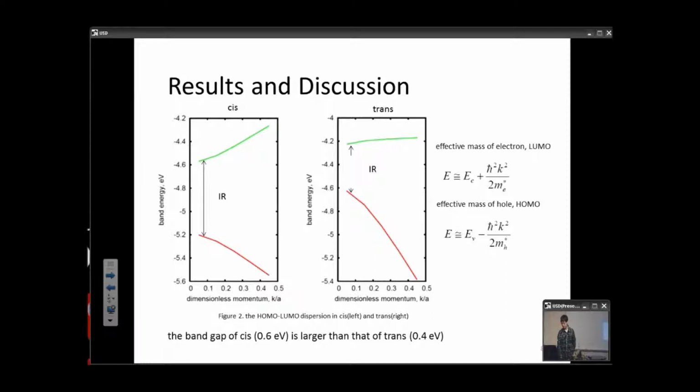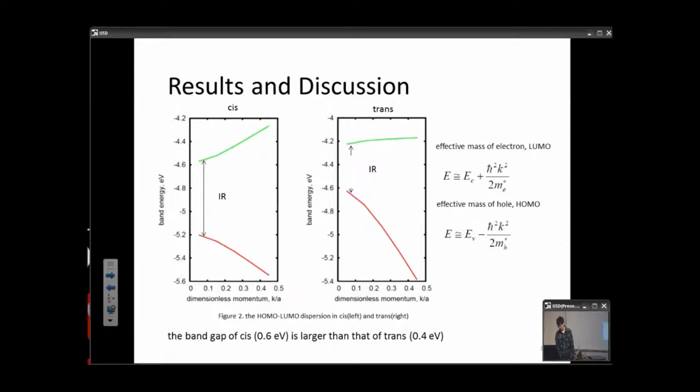After the calculation is done, we plot the k-point values with the HOMO-LUMO energy. We can see for the cis, the LUMO and HOMO look pretty much the same shape, but for the trans, it's totally different. The trans has a very small slope for the LUMO and a large slope for the HOMO.